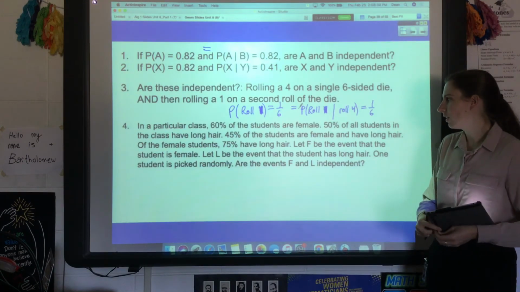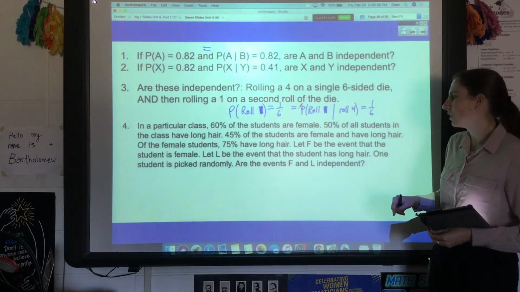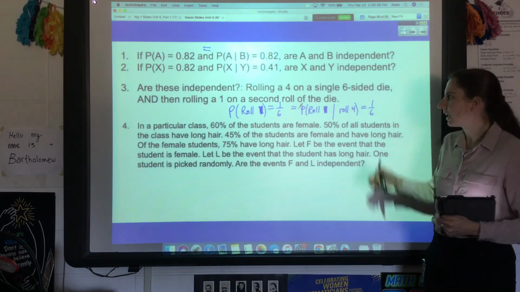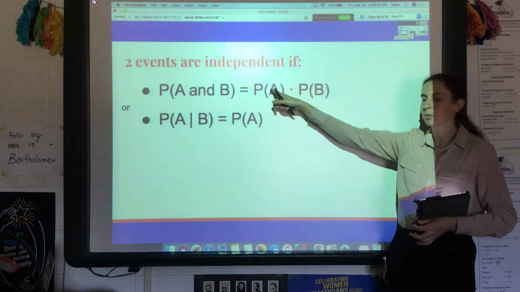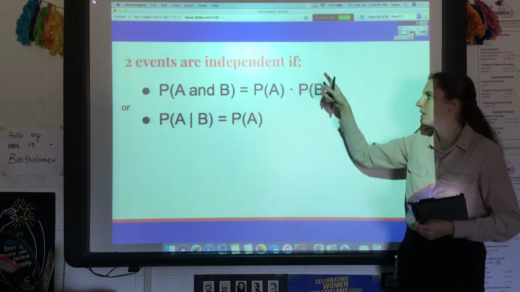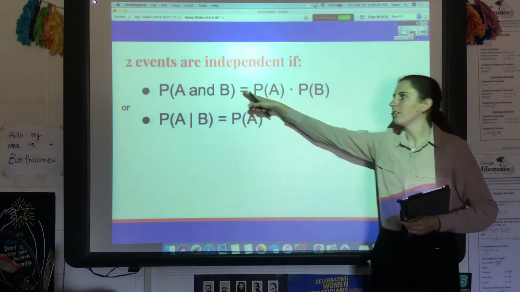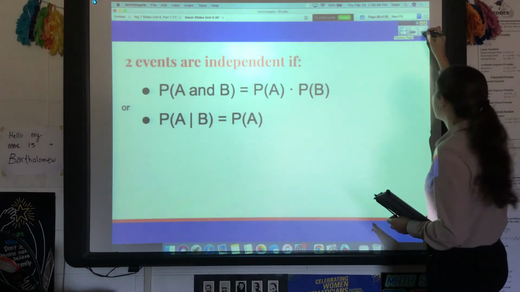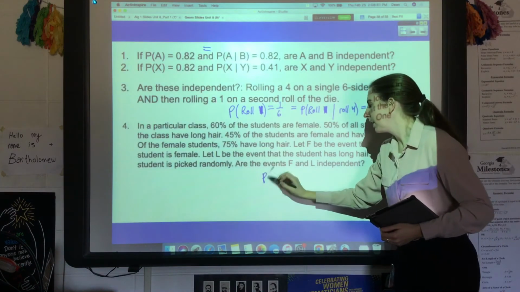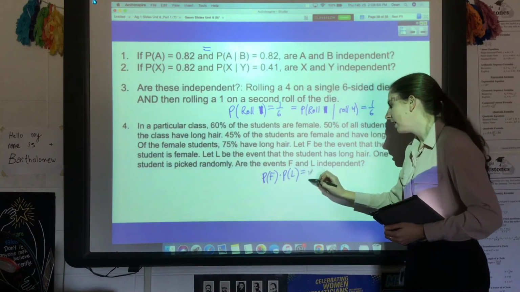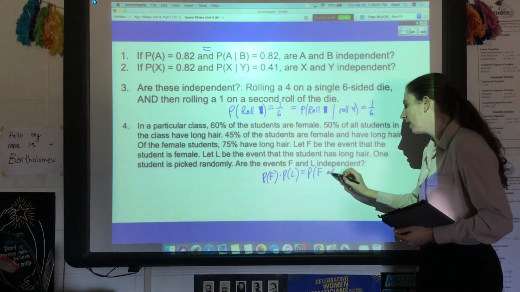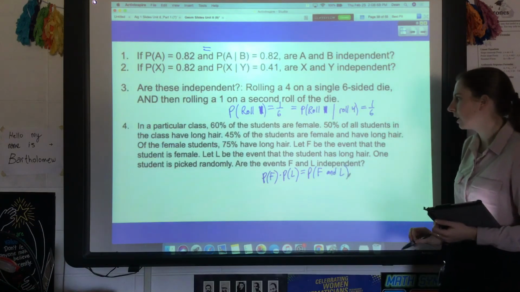And so I have a lot of stuff here, and there's a few different ways I could do it. I could use this first rule, which is multiply together the probability of being female times the probability of having long hair and see if it equals the both. So does the probability of female times the probability of long hair equal the probability of female and long hair, which they gave me all of that.